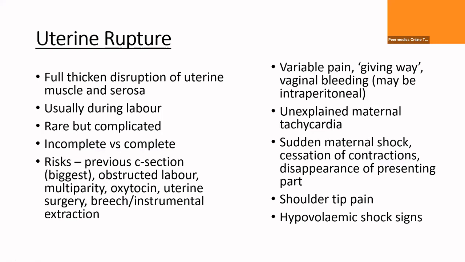and vaginal bleeding, which can be intraperitoneal and therefore just an irritant but not actually seen. The feeling that something's given way, unexplained maternal tachycardia, sudden maternal shock or ceasing of contractions, the disappearance of the presenting part, so again like that turtle sign where the head slips back into the vaginal cavity, shoulder tip pain from blood beneath the diaphragm, vaginal bleeding, and any signs of hypovolemic shock.